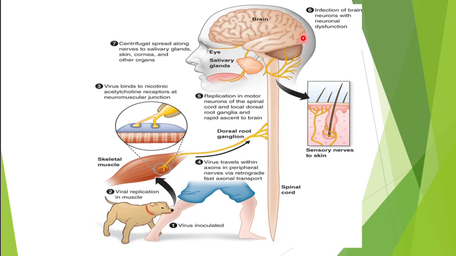As it moves to the brain, infection of the brain neurons takes place, and there will be dysfunction of the neurons. After that, there is centrifugal spread along the nerves to the salivary glands, skin, cornea and other organs, and the virus is shed through the saliva of the infected individual. So this is about the pathogenesis of rabies virus.